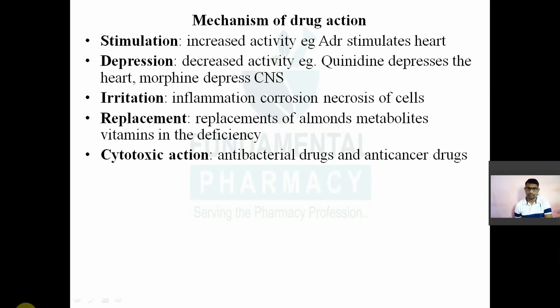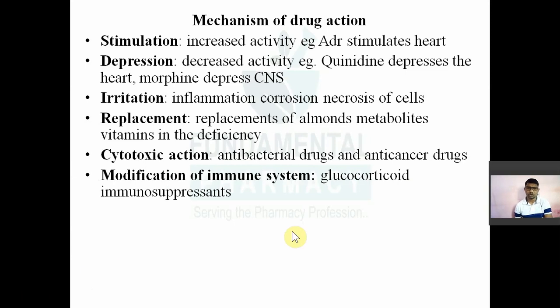So likewise that. Now a drug may modify your immune system. So modification of immune system, drug may act by modification of your immune system. For example, glucocorticoids, immunosuppressants, immunomodulators, there are a lot of examples. So how will they modify your immune system? For example, you are suffering from any kind of inflammation, then the doctor or physician used to prescribe a steroidal drug, glucocorticoids, like dexamethasone, betamethasone, prednisolone, triamcinolone, etc.